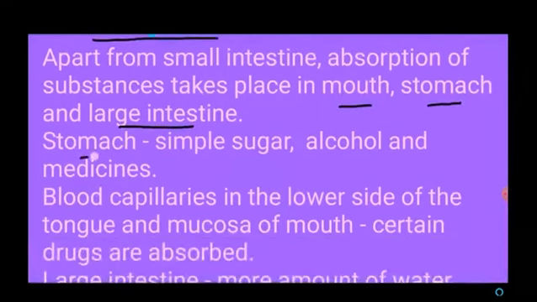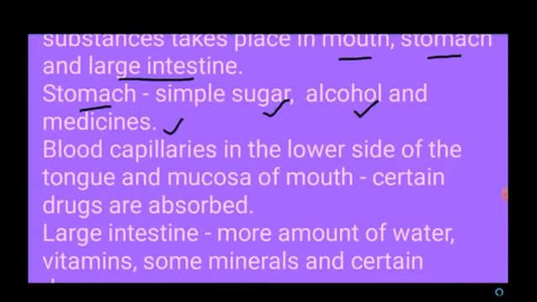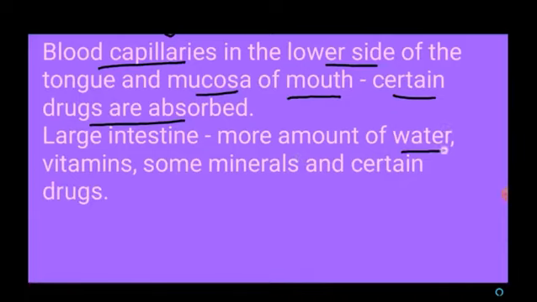In the case of the stomach, simple sugar, alcohol and medicines are absorbed in the stomach itself. Certain drugs are absorbed in the mouth through the blood capillaries, which are found at the lower side of the tongue and mucosa of the mouth. And substances like water, vitamins and some minerals and certain drugs are absorbed in the large intestine.